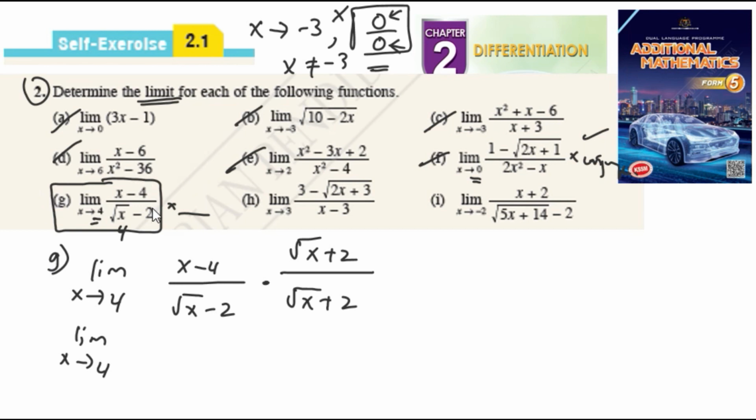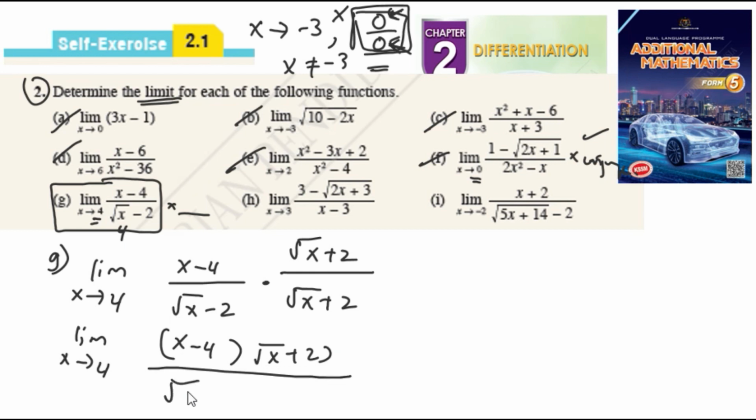So here limit x approaching 4. To substitute the limit, it's important to see if you substitute whether you will get 0 or not. So you cannot get 0 above or 0 below. In this case, you get x minus 4 times square root of x plus 2. Below would be the square root of x squared. So you see the root and square you can cut, you get x, and this one is 2 squared, right? Minus 2 squared, you get 4.